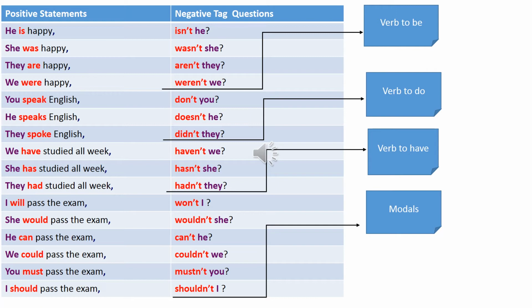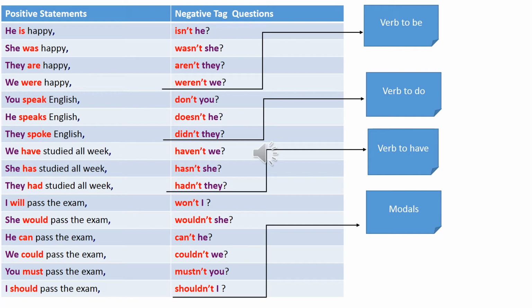But here, the subject is plural. And when the subject is plural, like you, I, they, we have to use don't. You speak English, don't you? And here the verb is speak without s because the subject here, you, is plural. Okay.